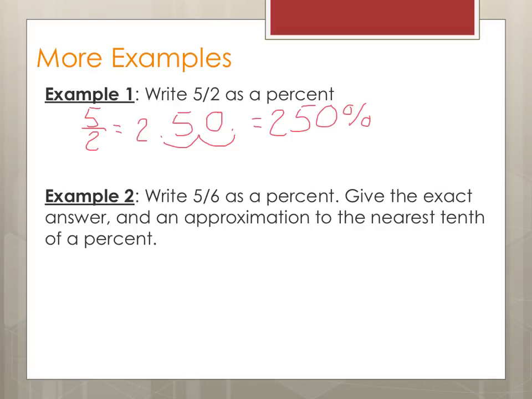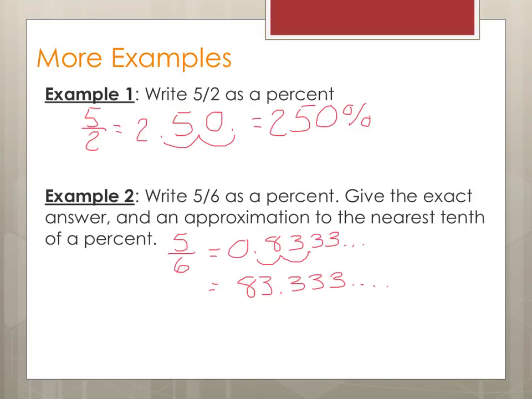Now we need to write 5/6 as a percent. We need to give an exact answer and then an approximation of that answer to the nearest tenth of a percent. So let's start out with 5/6. If we do 5 divided by 6, what do we get? We get 0.8333 repeating. Now we need to write this as an exact answer. When we move the decimal 2 places to the right, we'll get 83.333 repeating.